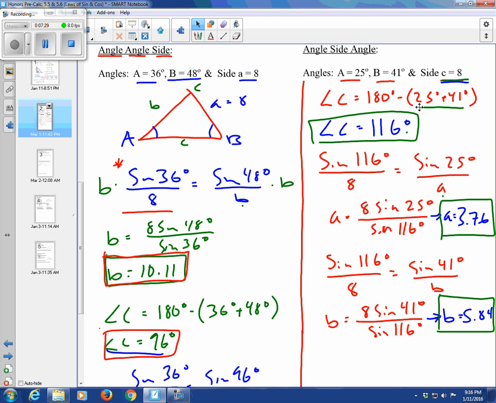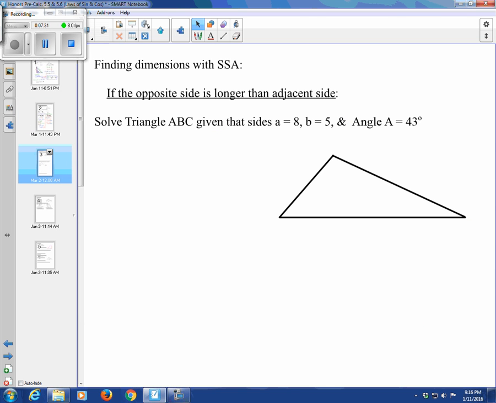Okay, so moving on, let's talk about the scenario of side-side angle. So initially, the first scenario we're going to talk about is the scenario where the side opposite the angle we're given is longer than the side adjacent to the angle we're given. So right here, in the scenario where we have side-side angle, we're going to have 2 consecutive sides and then the next angle. So right here, we have side A, side B, and angle A.